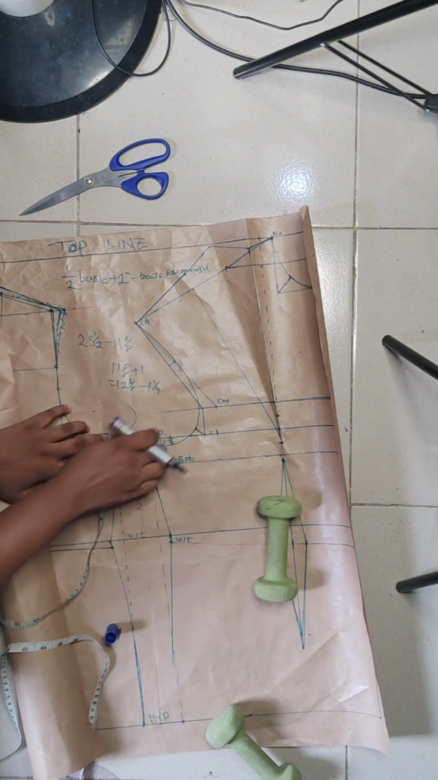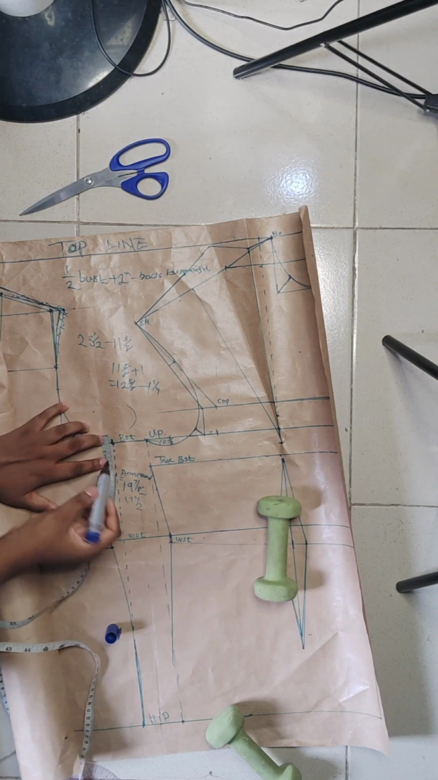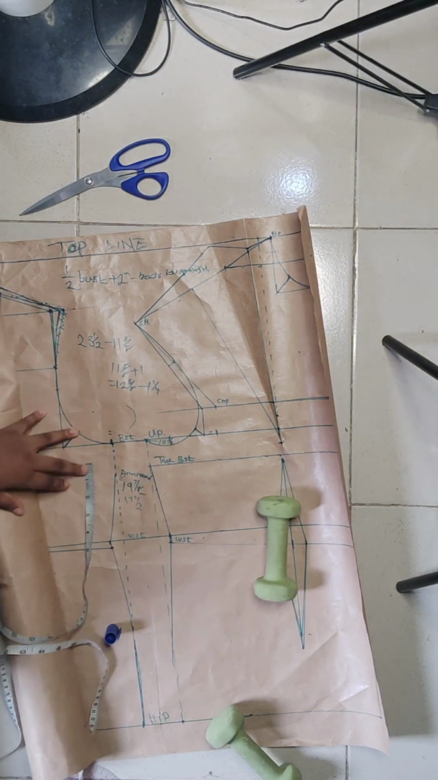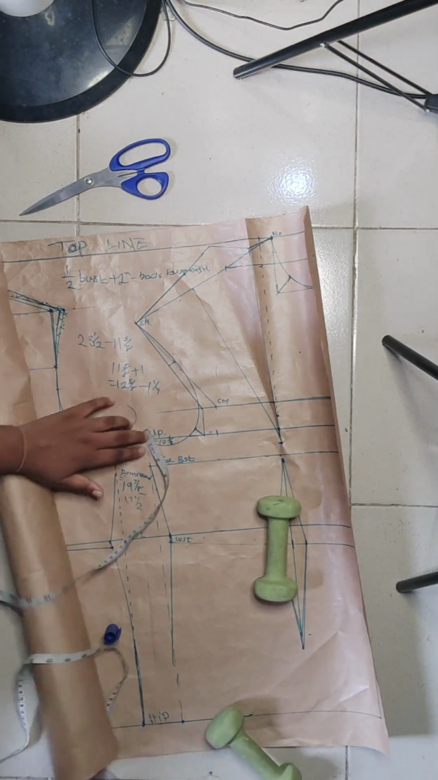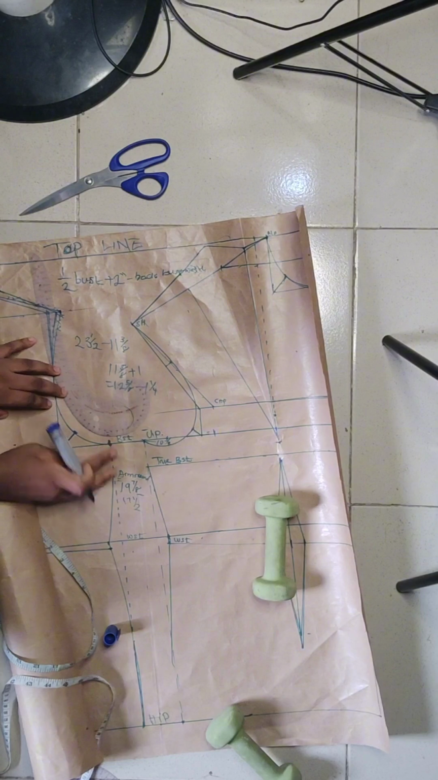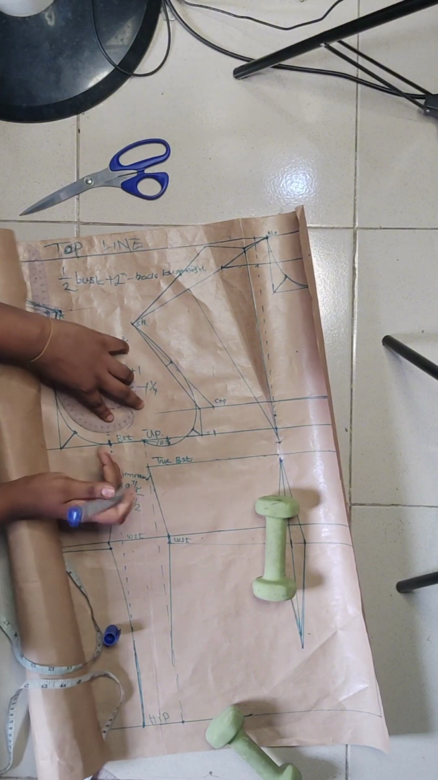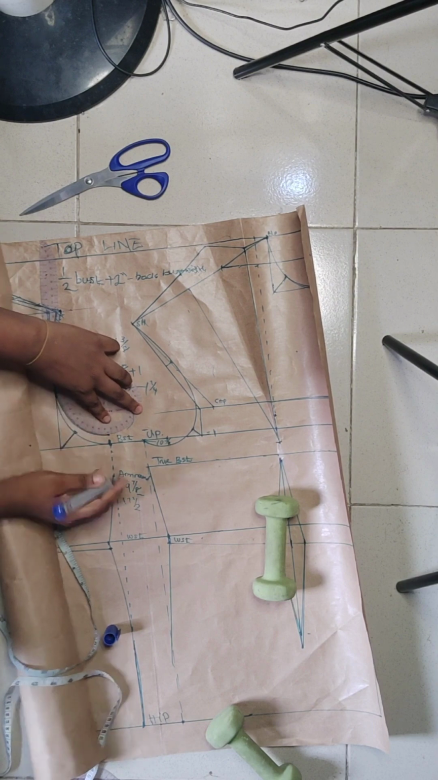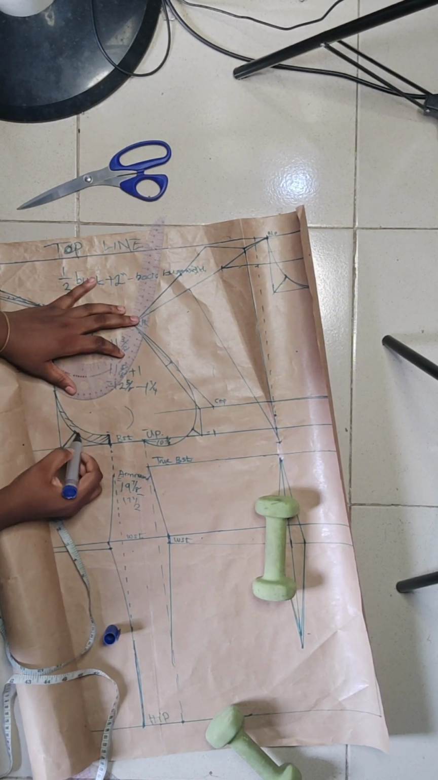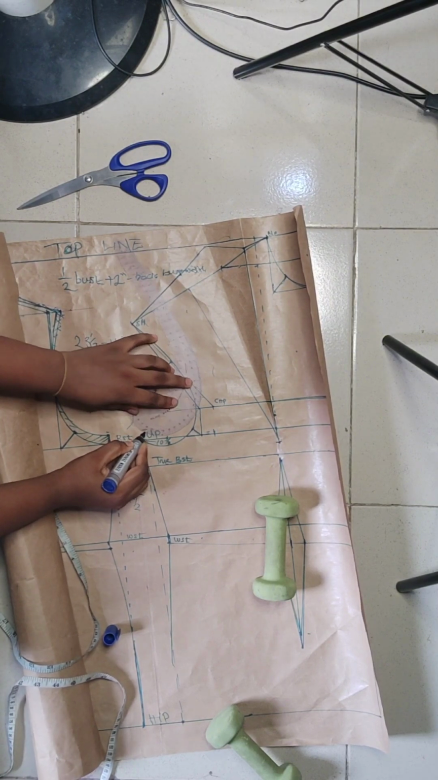But if the armhole round on the pattern is bigger than your top arm measurement, this is what you do. You come up by either half inch or 1 cm, and you redraw the lines and you come out on both sides, not only on one side. We'll be coming out on both sides.